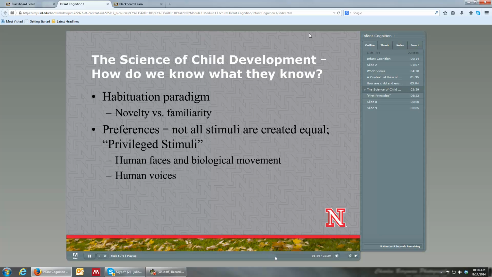Another tool or understanding that cognitive scientists have is that not all stimuli are created equal. In other words, things in the environment have differential interest for infants, and they have some preferred stimuli. I mentioned earlier that infants prefer human faces and biological movement, human voices. One way that we can know what children prefer, and this has to do with our research methods and technology, is that infants will suck longer on a nipple to make an image they prefer appear or stay on a screen longer. And so this is a tool that we have at our disposal to be able to understand what kinds of things infants prefer.